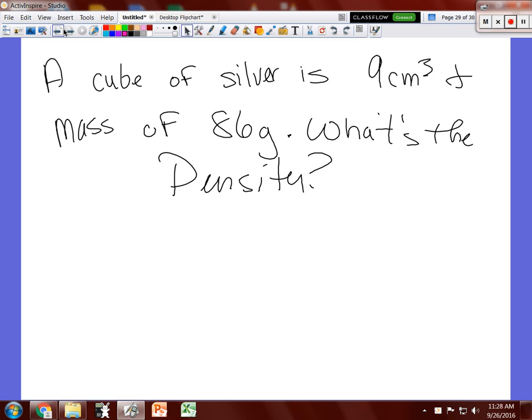So, yes, identical to this. Identical. It may be a different substance. It may be different sizes and masses. The calculation, don't worry about those.